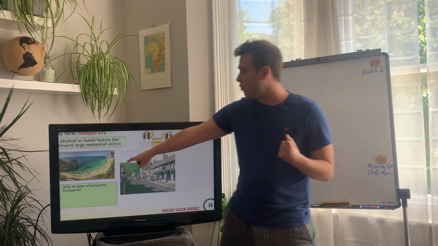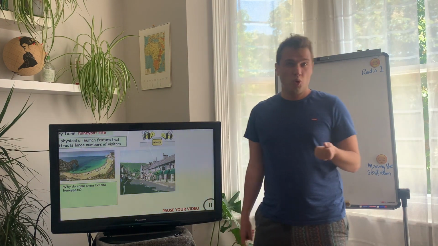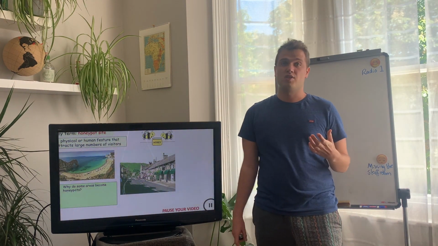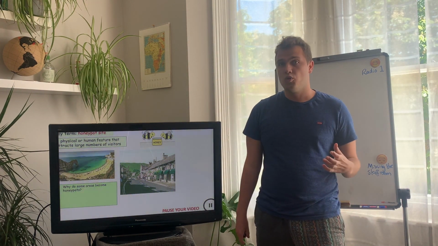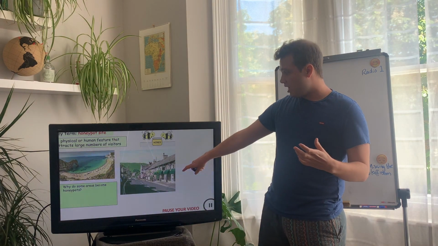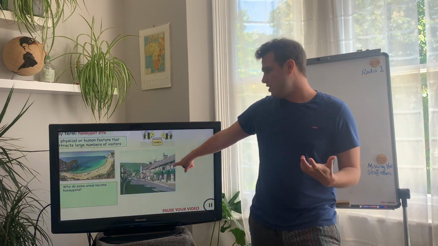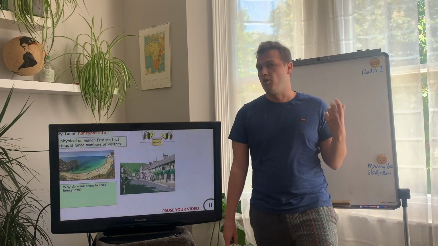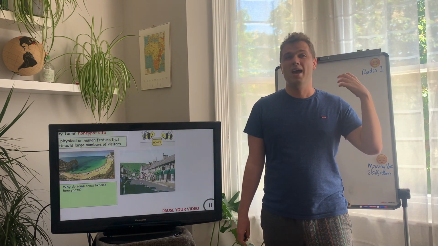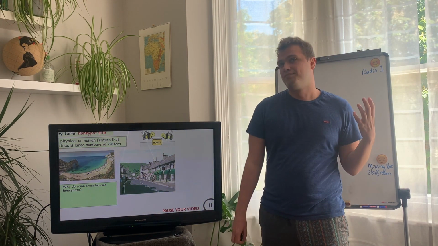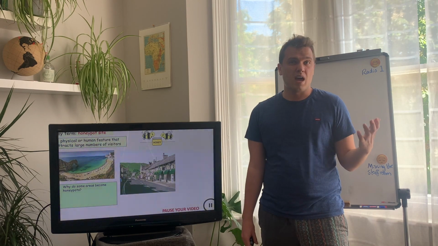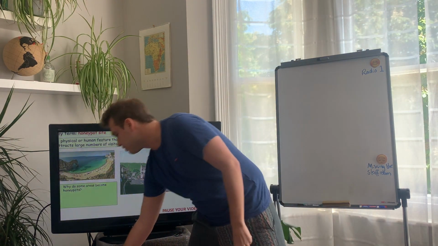It could be somewhere physical like Durdle Door in Dorset, a really popular stretch of coastline with loads and loads of tourists in that area. Or it could be a little quaint village like this one in the Yorkshire Dales that attracts lots of people. Or it could be somewhere in an urban area. We do get honeypot sites in urban areas as well.